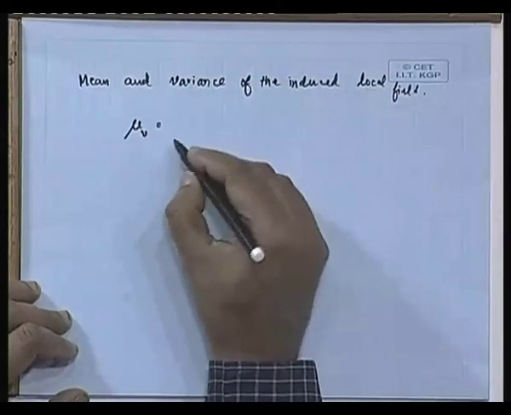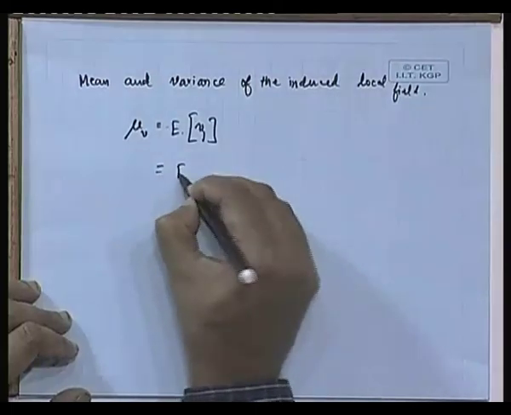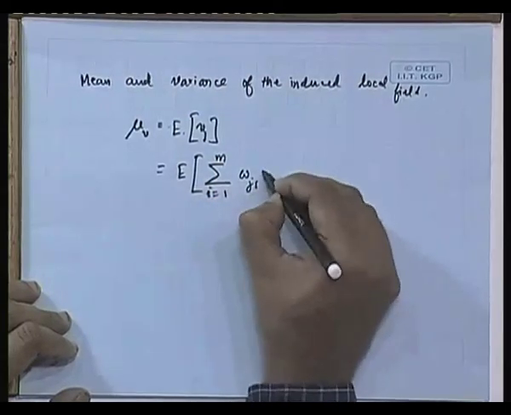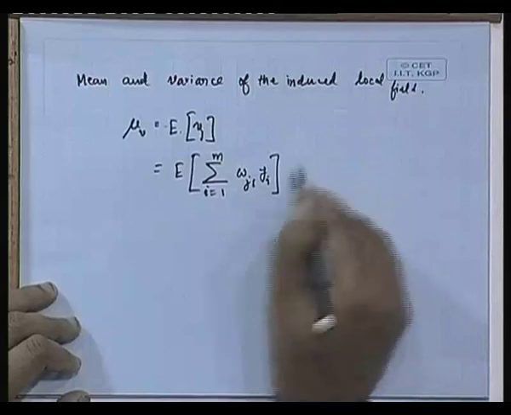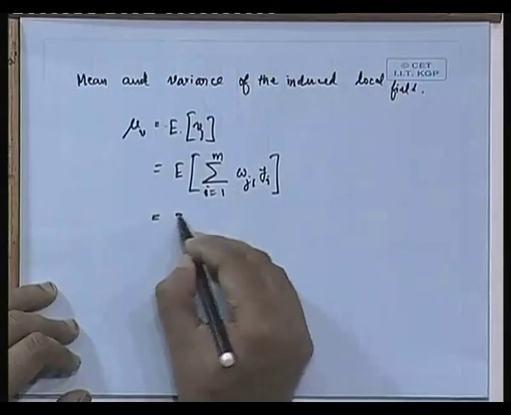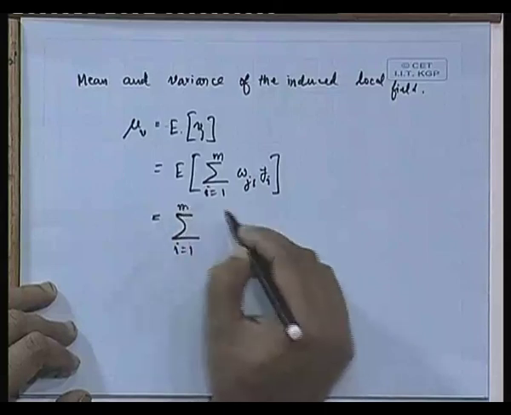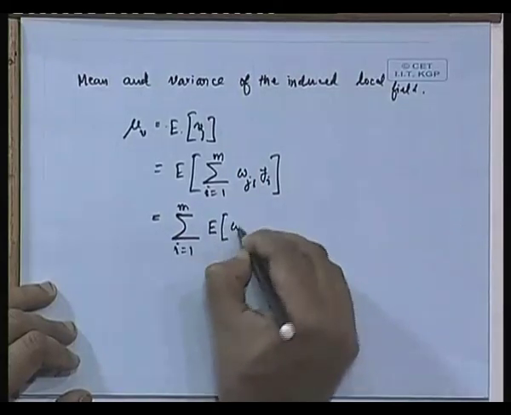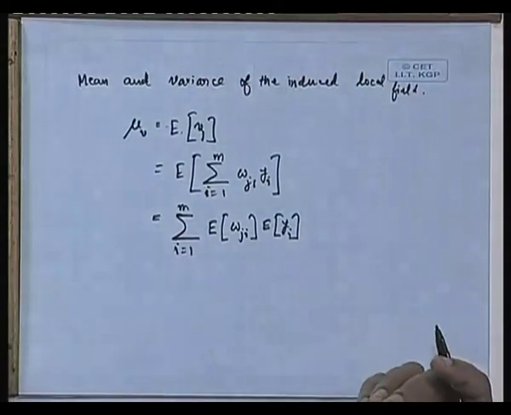So the mean is expectation of Vj, which is equal to expectation of summation i equal to 1 to m of wji yi. It is simply substituting the expression for Vj, and I can take the summation outside, so it is the same as writing summation i equal to 1 to m of the product of expectation of wji and expectation of yi. In fact, there is no need to expand it any further because this value is going to be equal to 0.